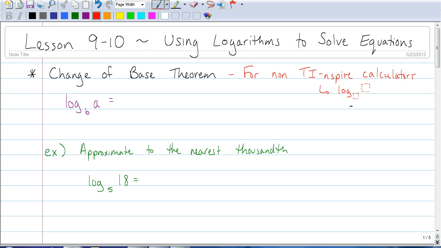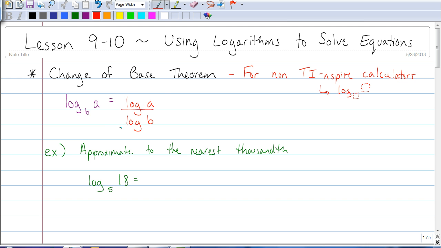So what do you do if you have a scientific calculator and we need to be able to take a logarithm of a different base? Well, that's the change of base theorem. What that tells you, all you got to do is take the logarithm of your value of whatever a is and divide that by the log of whatever b is. And these would be common logarithms here. So take the log of a divided by the log of b.